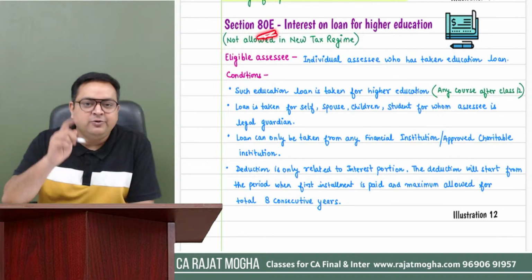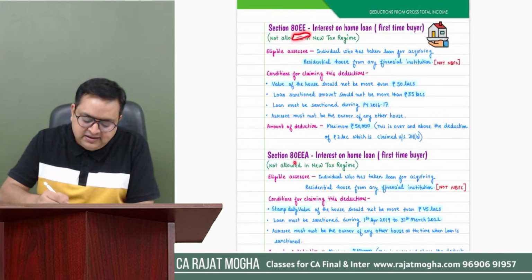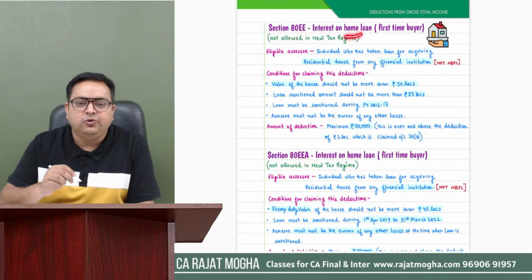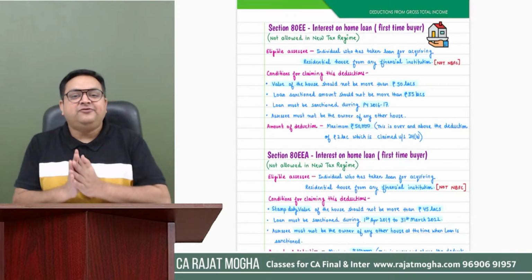So 80E is related to education loan, whereas 80EE and 80EEA are related to your home loan. And this is for those assessees who are purchasing their house for the very first time in their life.